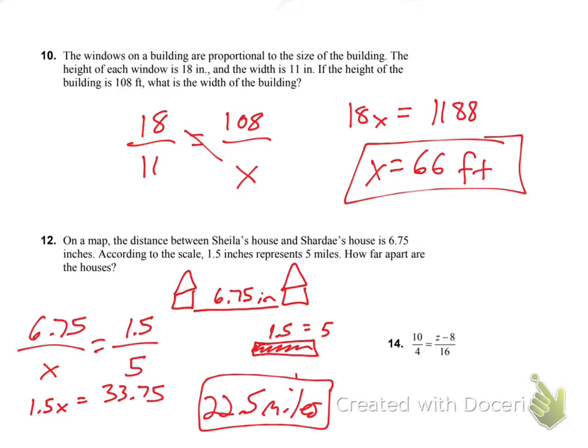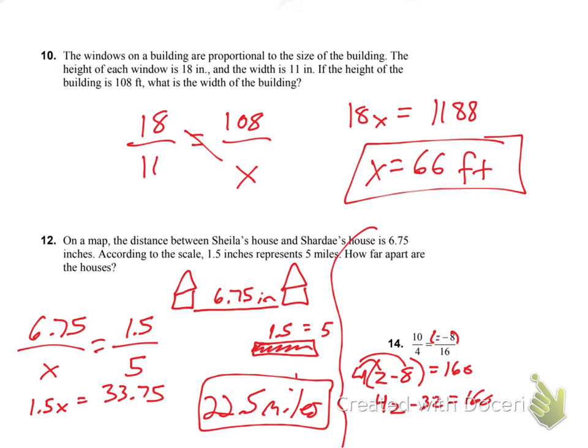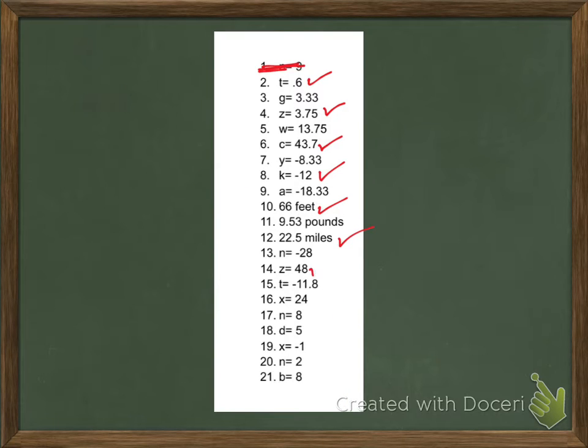All right, so for 14, what we're gonna have to do is remember that this is all one thing. So I'm gonna write it out as 4 parentheses z minus 8 is equal to 10 times 16, which is 160. So then I'm gonna have to distribute this. So 4z minus 32 is equal to 160. I take 160 and I'm going to add 32 on each side. Then I'm going to divide by 4 and I get z is equal to 48. Gonna go on that one.